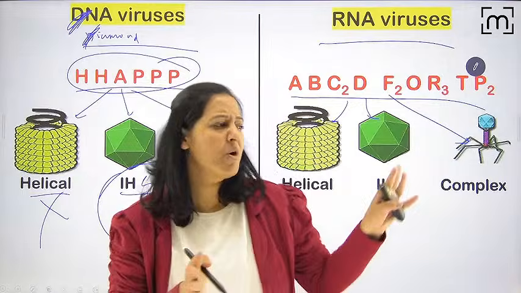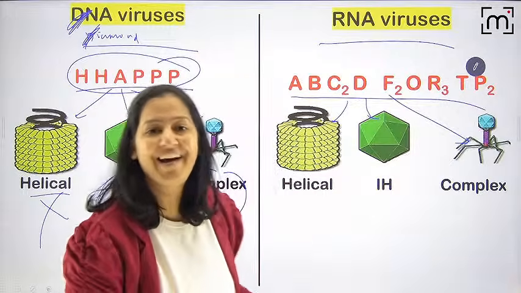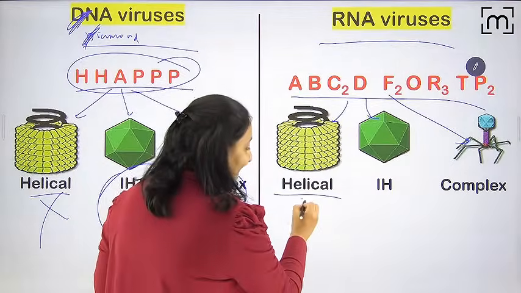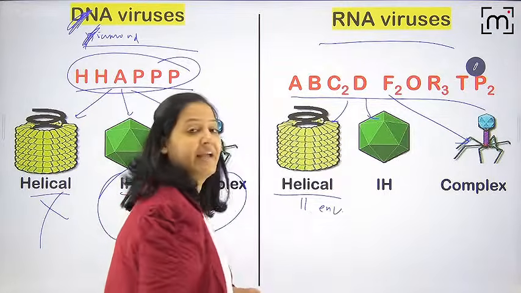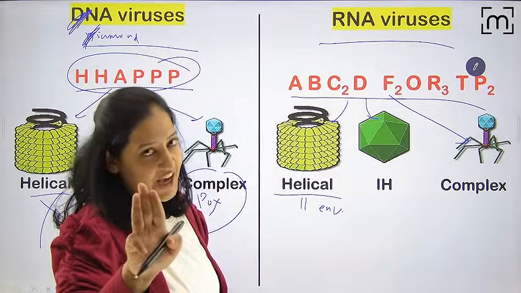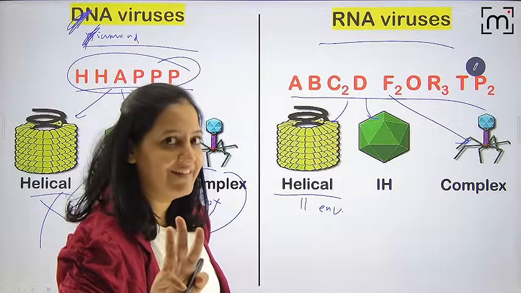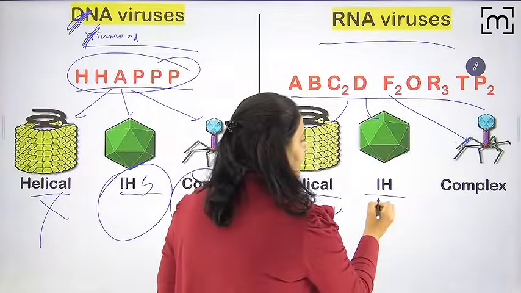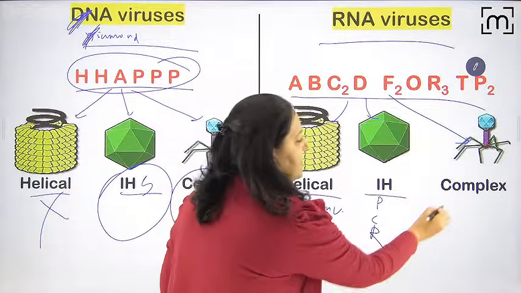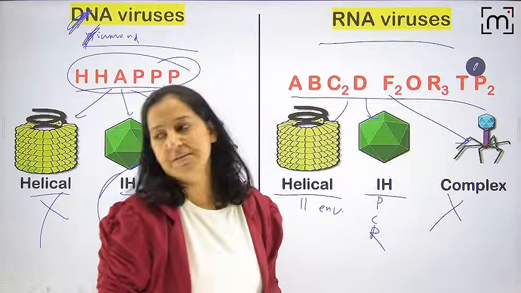We say it's okay, we will compensate in RNA. So among the RNA viruses, we will allot 11 enveloped RNA viruses to the helical. Now, only 3 are pending, the naked ones, PCR. The naked PCR are diamonds, and none of them is complex. So this is how you can learn.